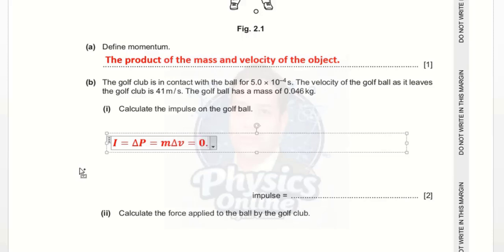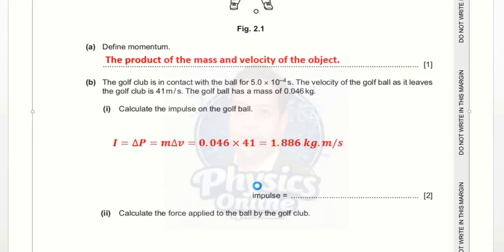The mass is 0.046, this is kilogram, times the change in velocity. The velocity was 0 and becomes 41, so the change is 41, equals 1.886. The unit of mass is kilogram and of velocity is meter per second. By approximating this number, the final answer becomes 1.9 and the unit is kilogram meter per second.